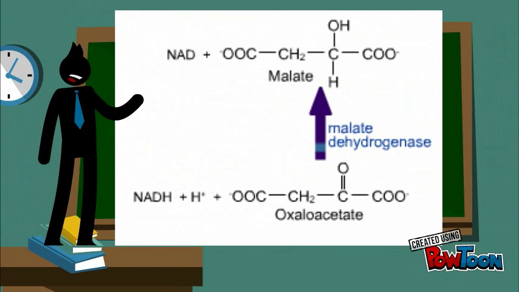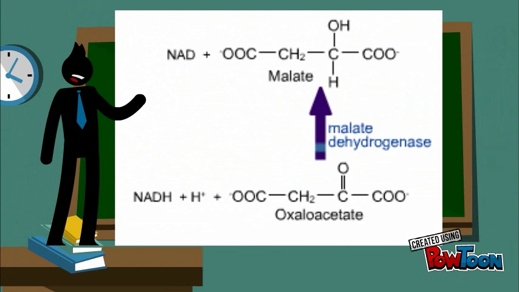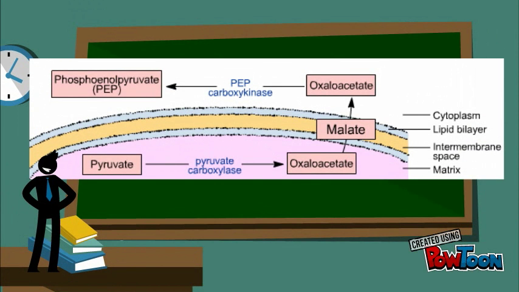Oxaloacetate cannot get out of the mitochondria directly, but first has to be converted to malate by the same malate dehydrogenase used in the TCA cycle. Once in the cytoplasm, the malate is reconverted to oxaloacetate, this time by a cytoplasmic form of malate dehydrogenase.